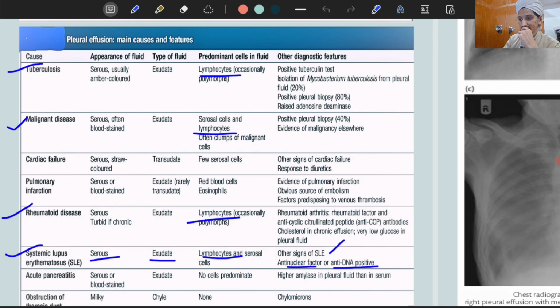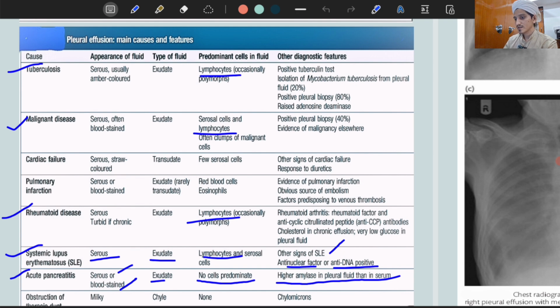In acute pancreatitis, either it can be serous or bloodstained like pulmonary embolism. Okay, it is an exudate. No cells predominate in acute pancreatitis, but there will be high amylase activity in the pleural fluid than in serum. So if you do amylase levels in the fluid, they will be high compared to the serum in case of acute pancreatitis. Along with that, the patient will have a history of chronic alcoholism and typical symptoms and signs of pancreatitis.